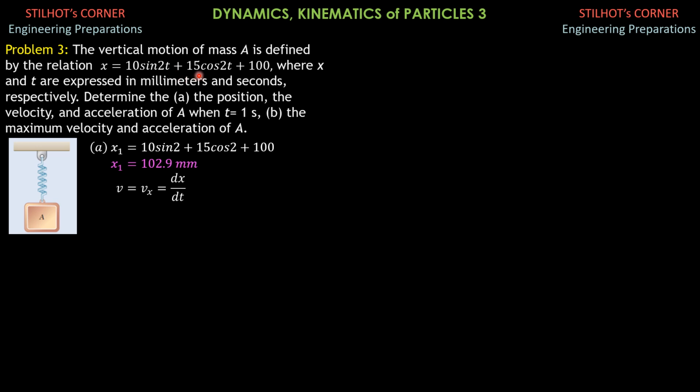While the derivative of 15 cosine 2t is 15 times negative sine 2t times 2. So that would be negative 30 times sine 2t. And of course, the derivative of 100 is 0. That's a constant. So v equals dx dt is 10 cosine of 2t times 2 plus 15 times negative sine of 2t times 2. Simplifying, v is equal to 20 cosine 2t minus 30 sine of 2t.